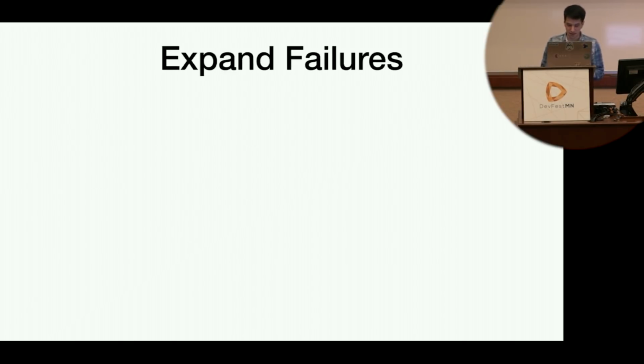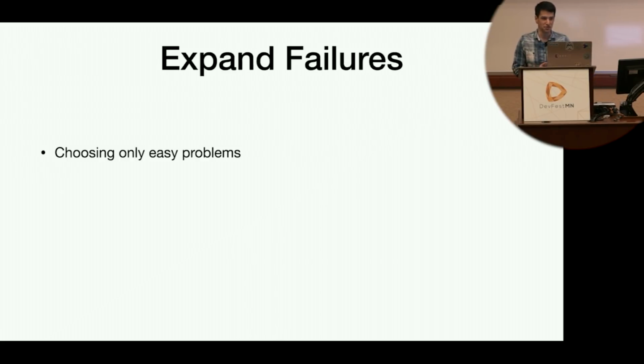Expansion failures. This is my biggest personal failure: choosing only easy problems. So your first experiment worked, and now you try it on more parts of the code base, but what you do is you only pick the easy problems. This is something for the offline work I'm calling identifiers.